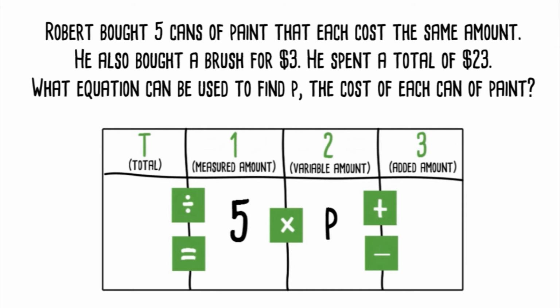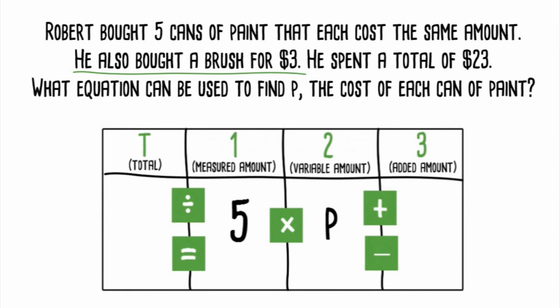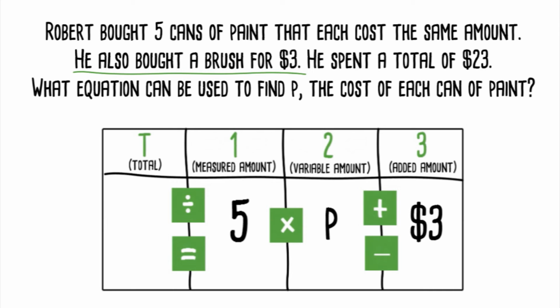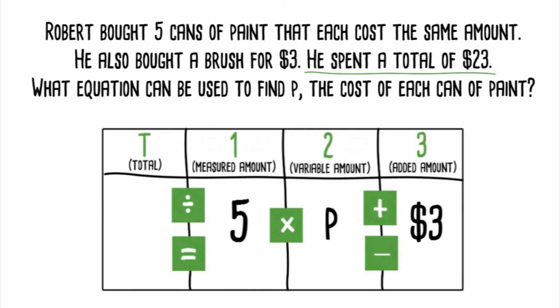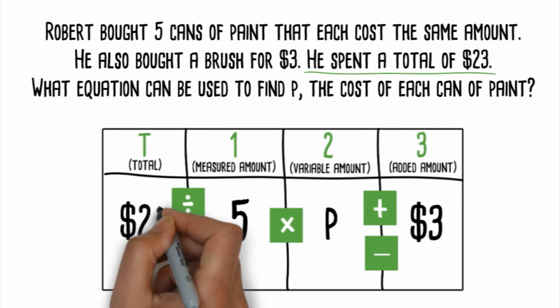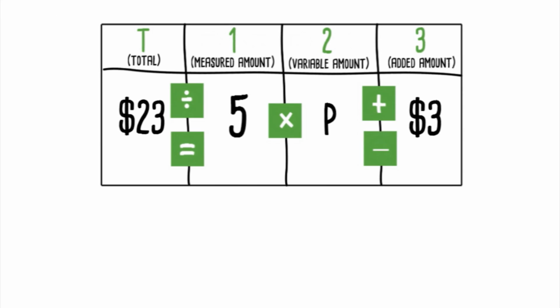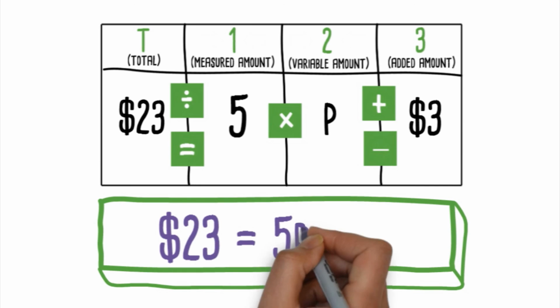Next, the problem indicates that he also bought a brush for $3. The word also is a key word for add, and therefore the $3 should be placed under the number 3. Finally, the problem states that he spent a total of $23, and therefore $23 should be placed under the total. Looking at the table, we can clearly see that the equation has been set up. $23 equals 5P plus $3.